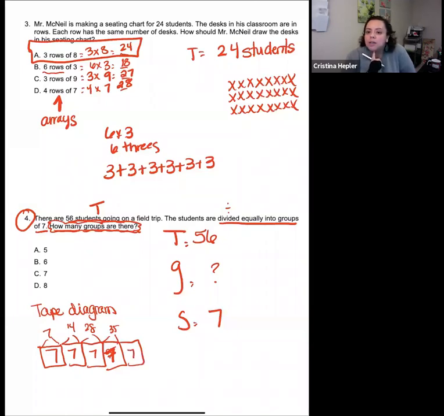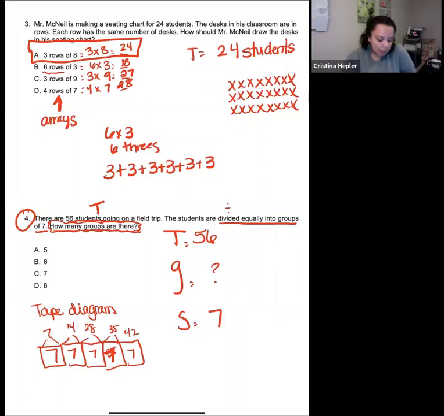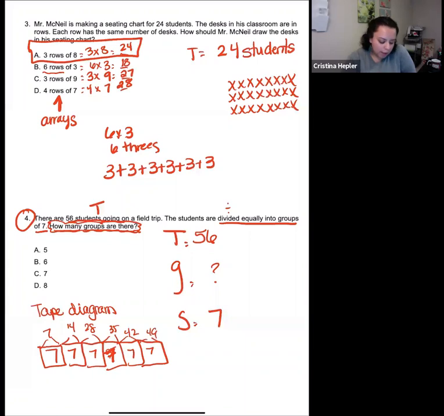Another 7. 35 plus 7 is 42. Should I stop? No, I'm going to stop at 56. What's 7 plus 42? Yes, Wilson, 49. Should I stop? Diosnel says no. Okay, I'll add another 7. What's 49 plus 7? 56. Yes. So now I have 56 as my total.